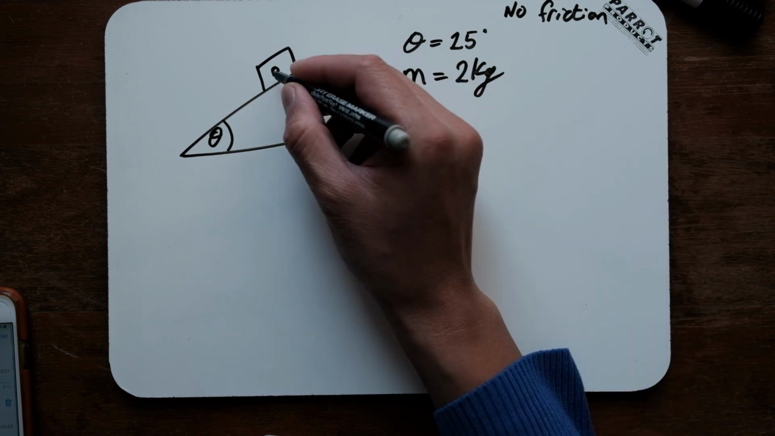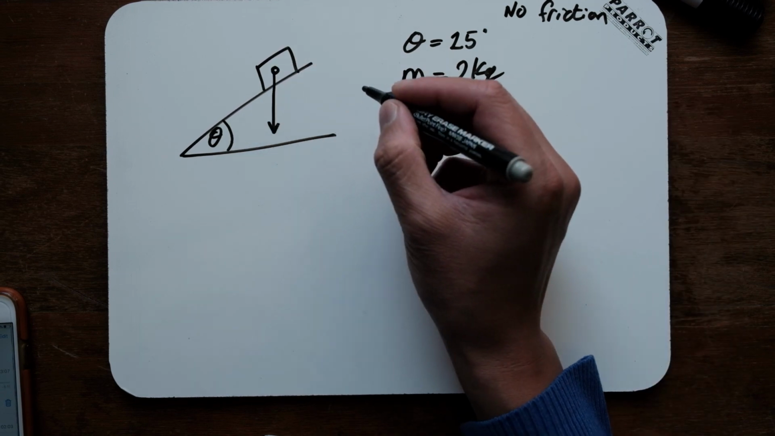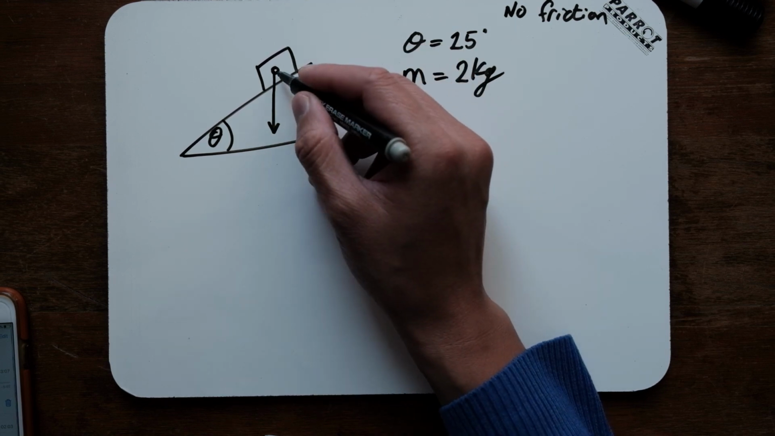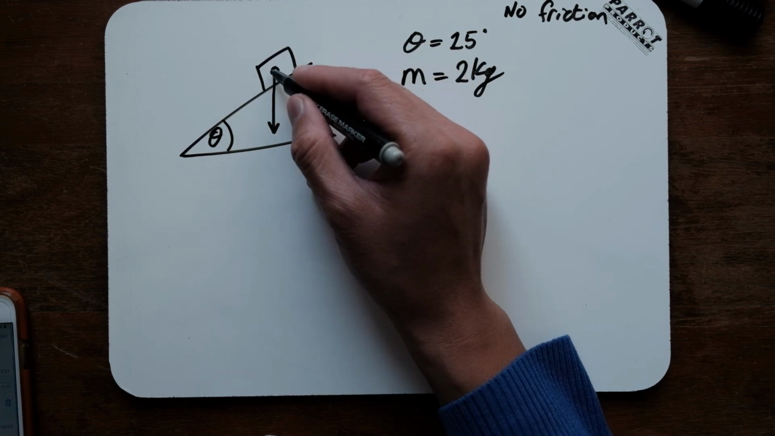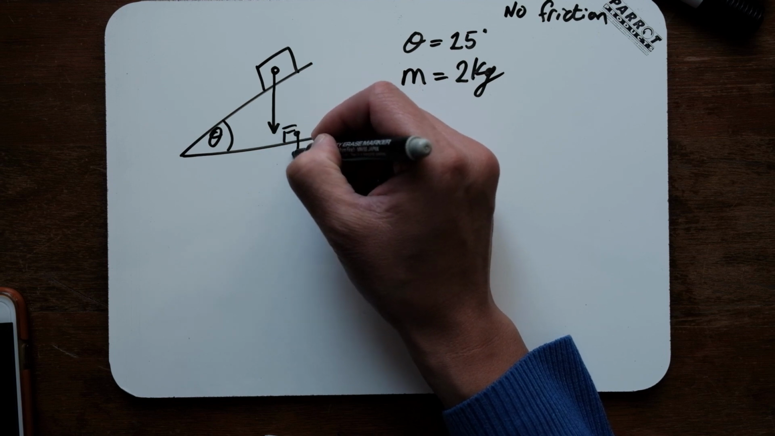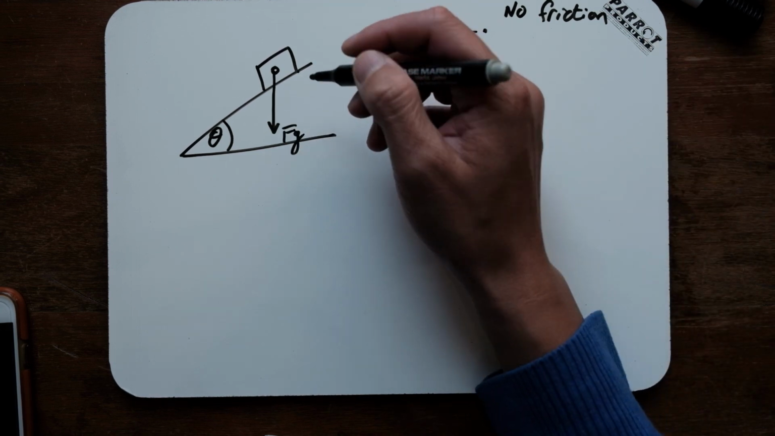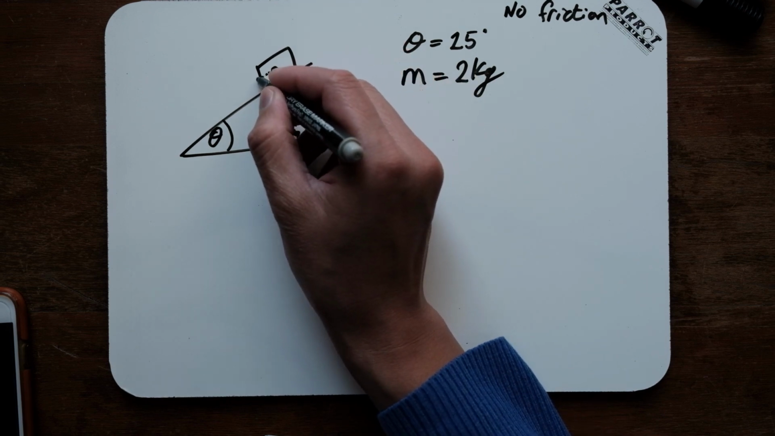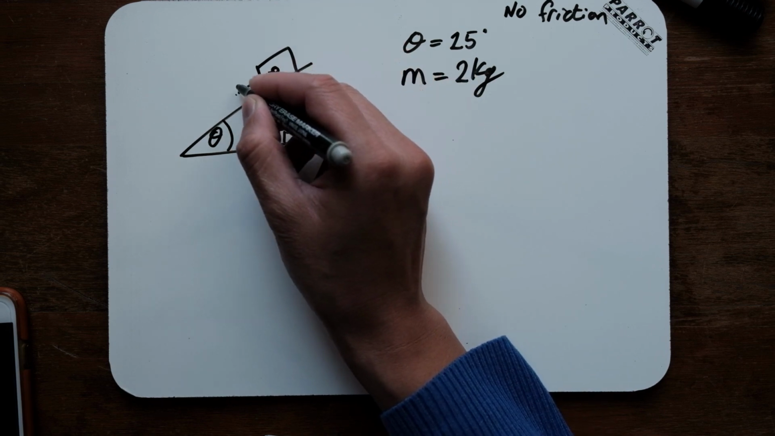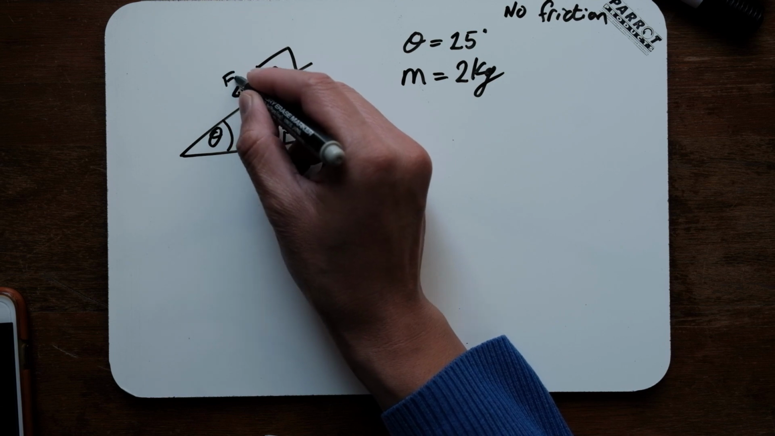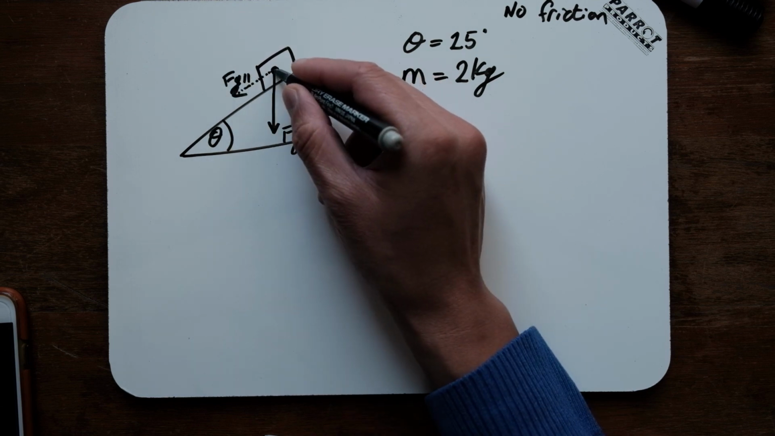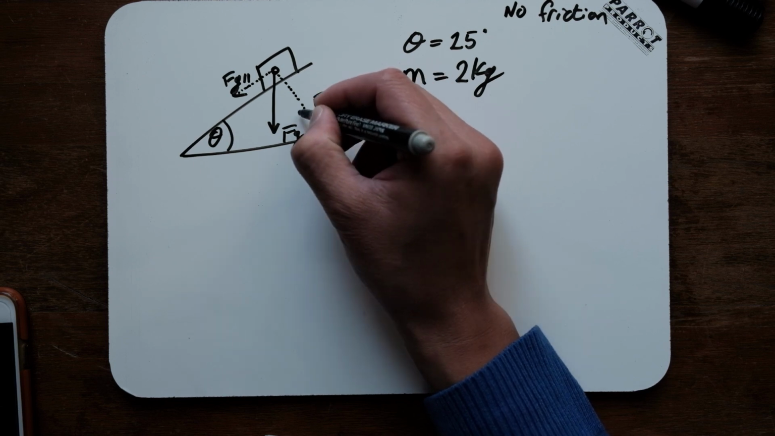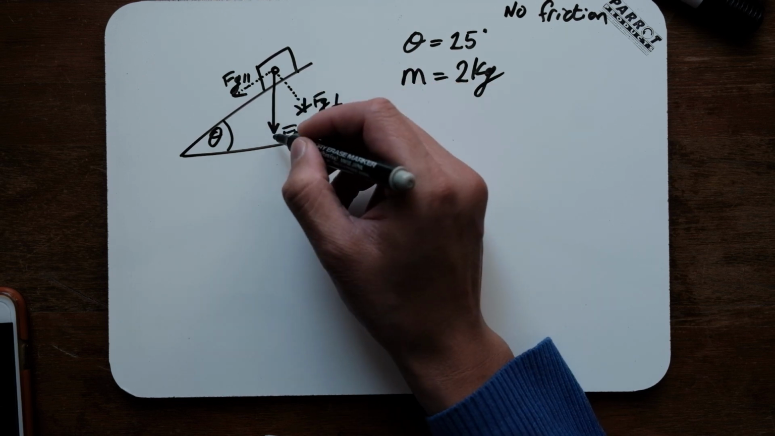Okay, now if we were to take the next example, let's have a look at an example on a slope. Now, we're going to take theta as 25 degrees for an example, and we have an object where the mass is 2 kilograms in a frictionless example.